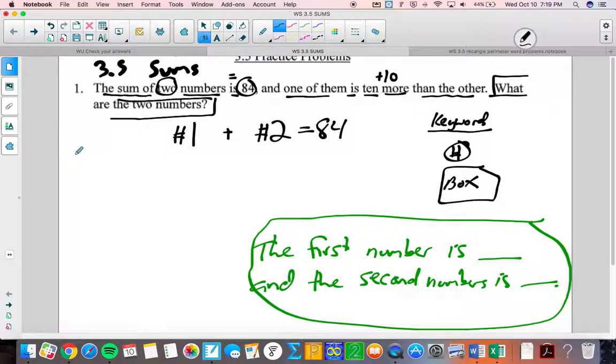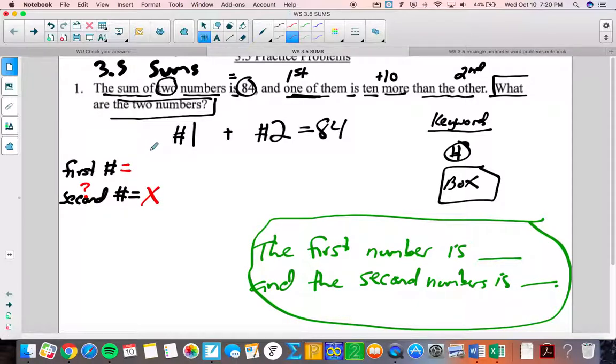So we should label what our unknowns are. It's the first number, and the second number. Now they tell us about one of them. I'll just say it's the first number. The first number is 10 more than the other number, which would be the second number. They give me a sentence telling me about the first number. They don't give me a sentence or a description of the second number. So that makes me a little sad. The value that they don't give you an expression for or a statement for becomes your x.